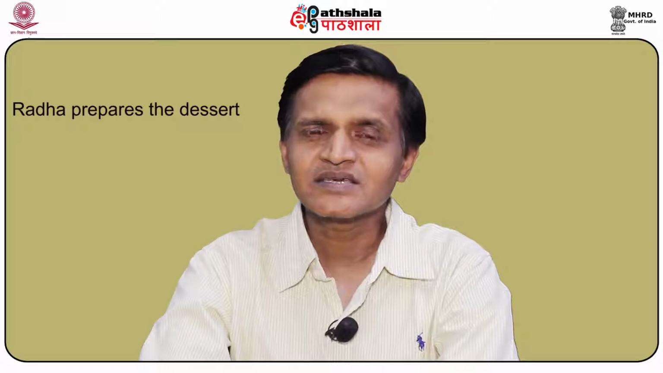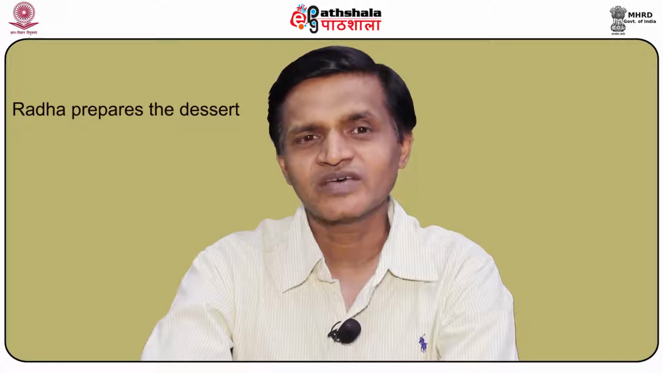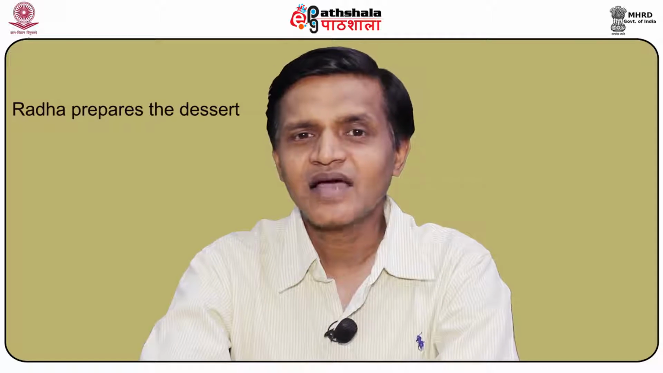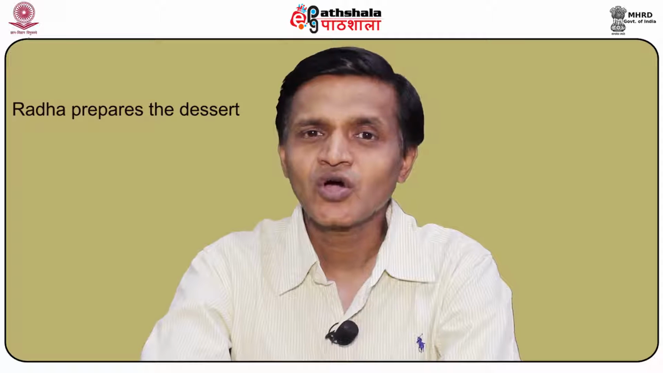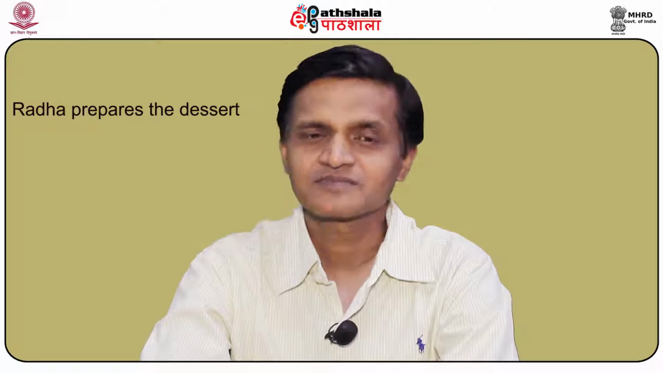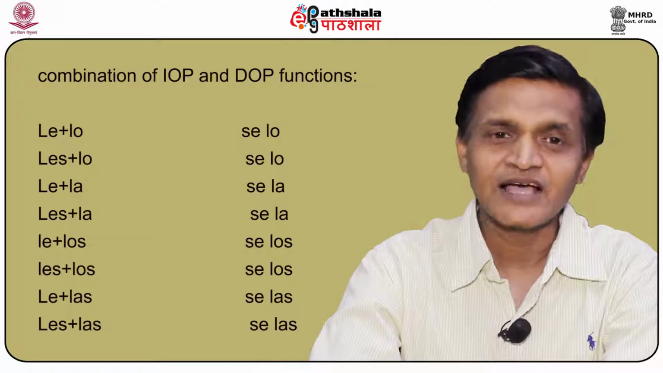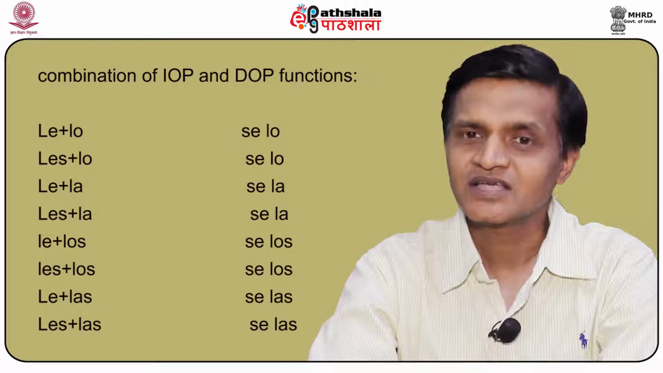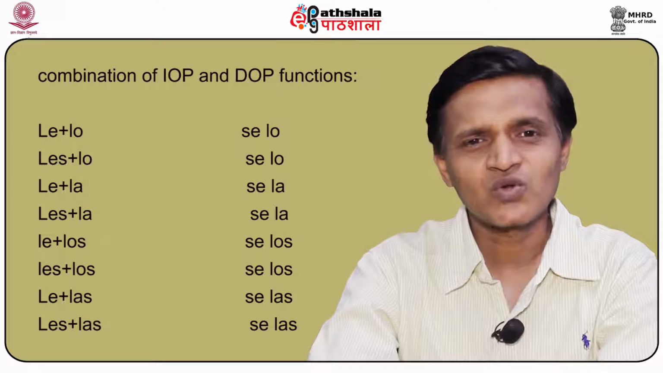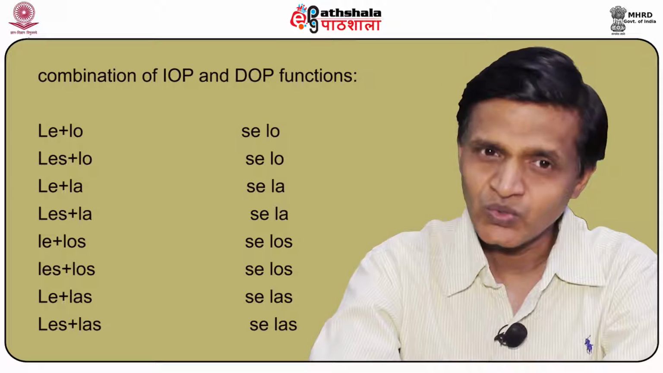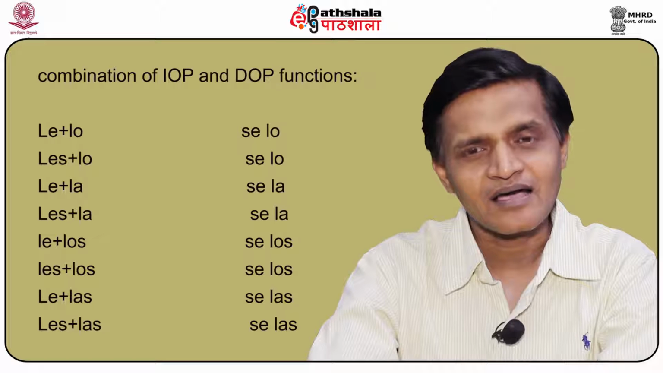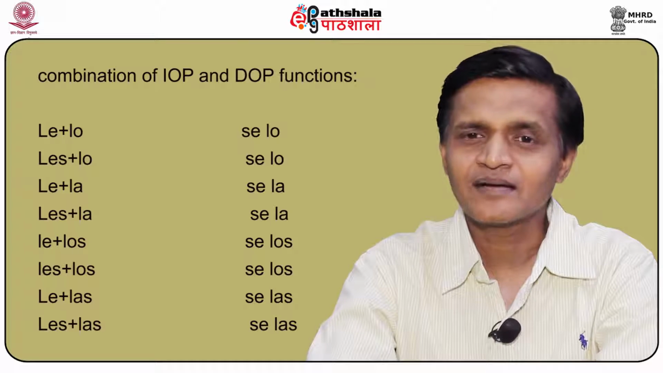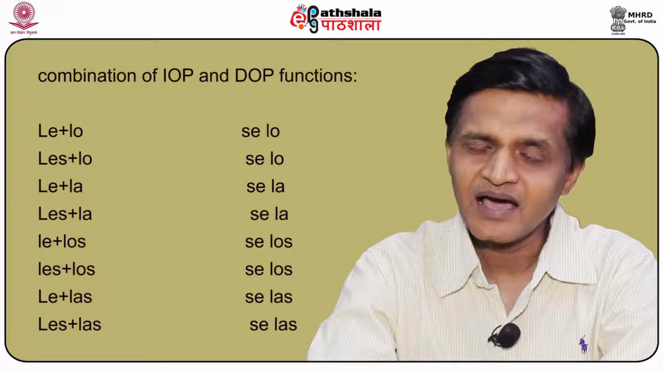So, let us see how the combination of the IOP, the indirect object pronoun, and the direct object pronoun or the DOP functions. As we had mentioned, as a rule, when le and lo come, it becomes se lo. When les and lo come, it becomes se lo. When le and la come, it becomes se la. When les and la come together, it becomes se la.